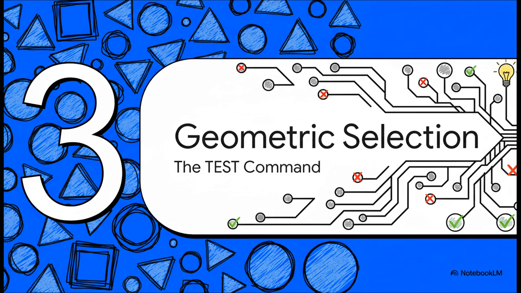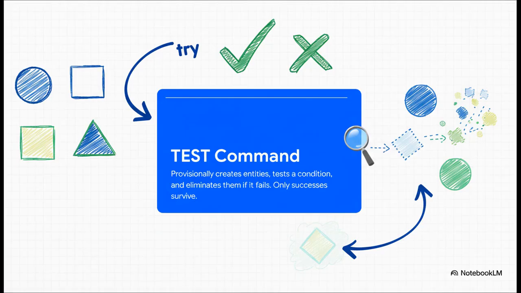But this next tool, this is where CLACL gets seriously smart. We're about to give our design process a brain. We're going to let it experiment, let it fail, and let it learn from its own mistakes. Say hello to the test command. The best way to think about this is like a try and backtrack system. The computer provisionally, sort of temporarily, creates something, then it checks it against a rule you've set. If it doesn't pass the test, the system just erases it and goes back to how things were a second ago. It's like it never happened. Only the successful attempts get to survive.